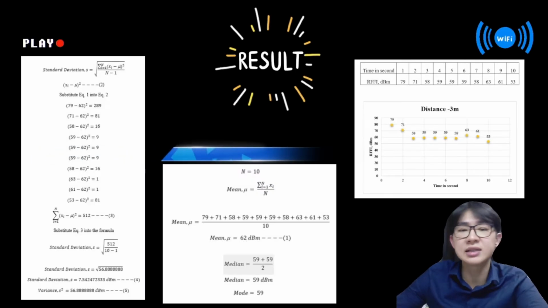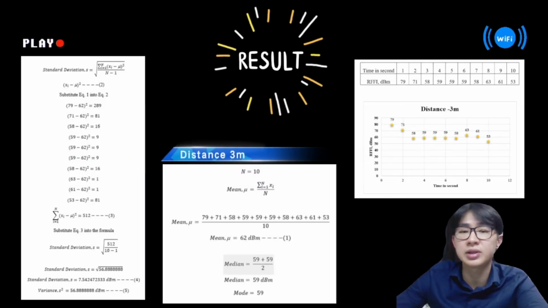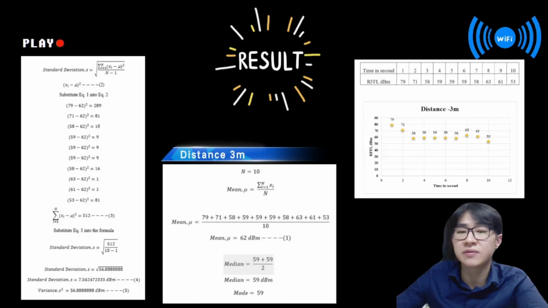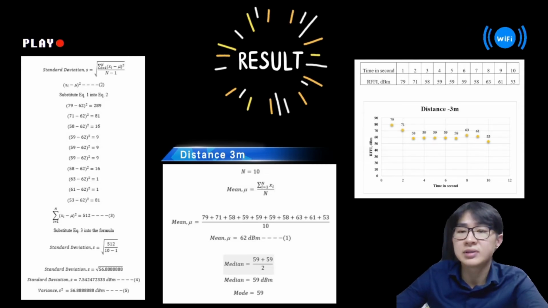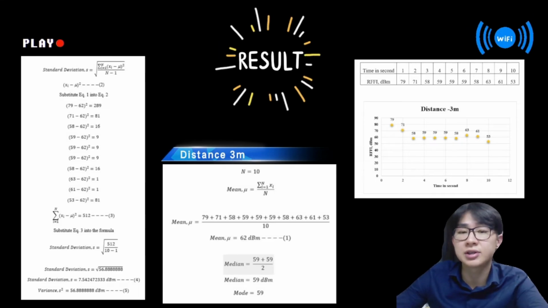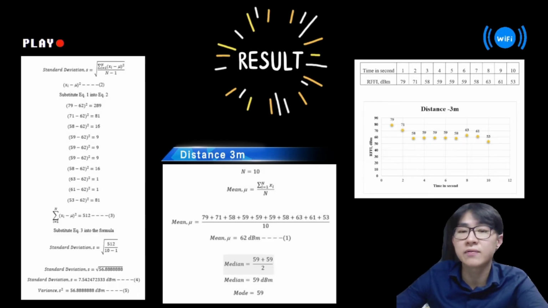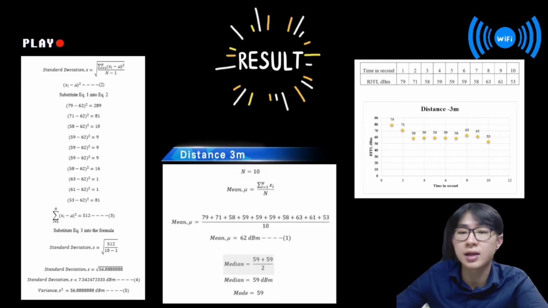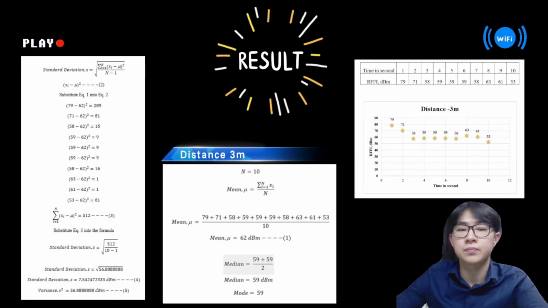and a variance of 11.2111 dBm. For the second scenario, a distance of 3 meters, the mean is 62 dBm and the median is 59 dBm. The mode is also 59 dBm. For my standard deviation, I got 7.5427 dBm, and for my variance, I got 56.888 dBm.